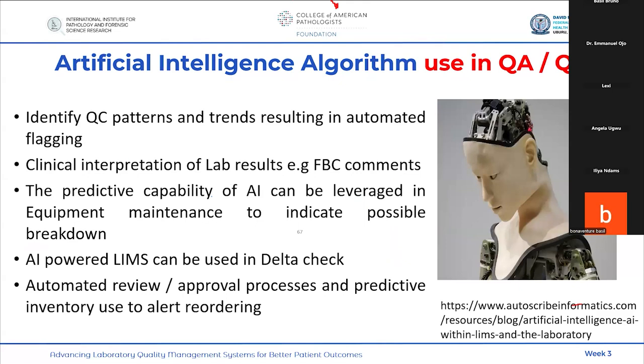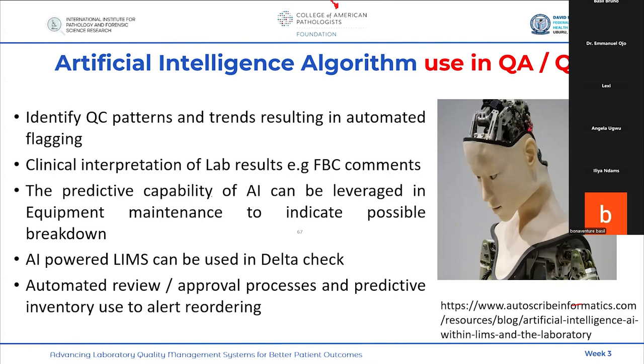Talking about the place of AI in quality assurance or quality control, I have a few examples of what I've experienced or what has been documented. AI can be programmed using the algorithm to identify QC patterns and trends that result in automated flagging. So when QC is out of range, AI can be programmed to identify this and flag it for the attention of the laboratorian. We've also seen cases of use of AI in clinical interpretation of lab results.